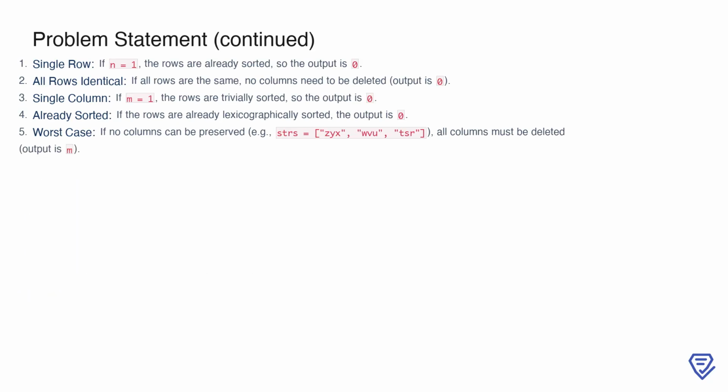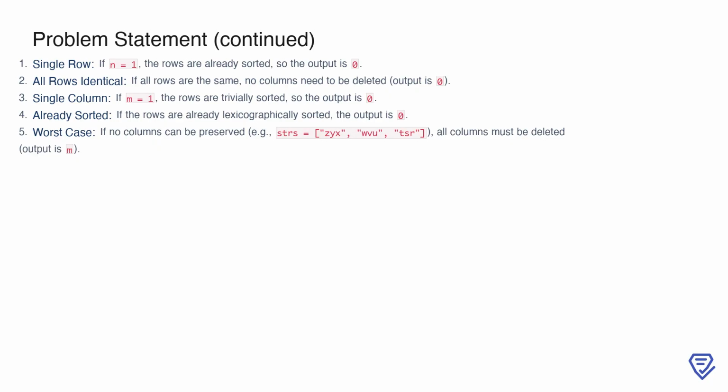Several edge cases can help clarify the problem further. First, if there is only one row, n equals 1, the rows are already sorted, so no columns need to be deleted, and the output is 0. Similarly, if all rows are identical, the rows are inherently sorted, and no deletions are necessary. When there is only one column, m equals 1, the rows are trivially sorted, so again, the output is 0. If the rows are already sorted in their entirety, no deletions are required.